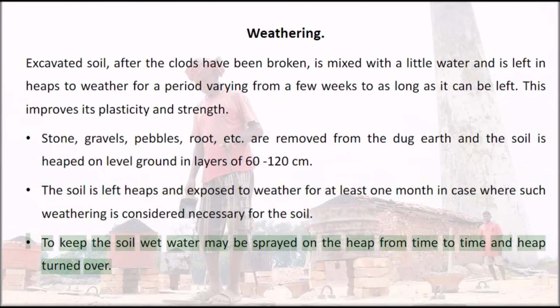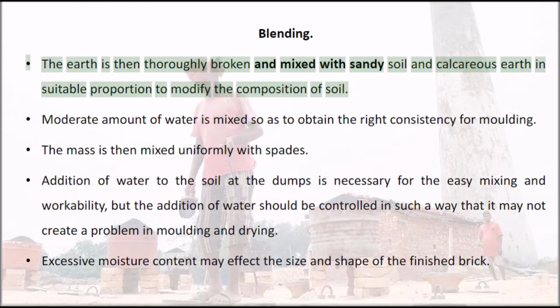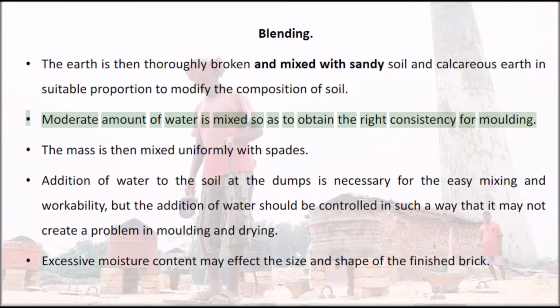Blending. The earth is then thoroughly broken and mixed with sandy soil and calcareous earth in suitable proportion to modify the composition of soil. Moderate amount of water is mixed so as to obtain the right consistency for molding. The mass is then mixed uniformly with spades.